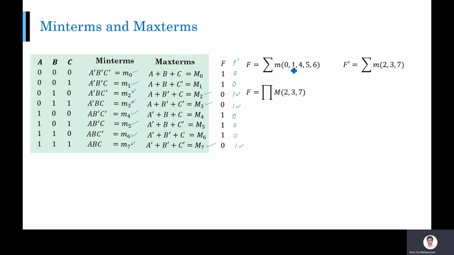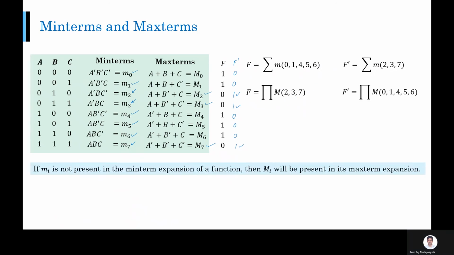So, whatever rows are missing here, if I write them as a sum of minterms, then I will get f dash. This is also straightforward to understand. So, I can write f dash in terms of the product of maxterms also. Sorry, product of sums also with maxterms. In the same way, I can easily see that f dash is equal to pi of capital M0, capital M1, capital M4, capital M5, and capital M6.